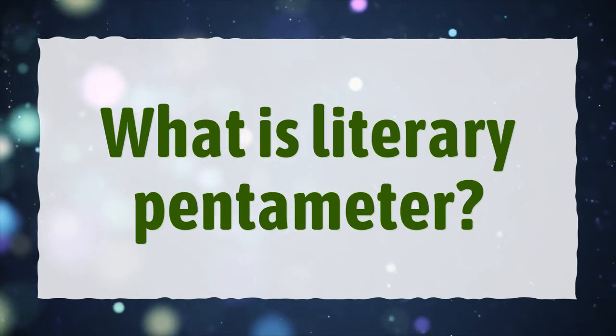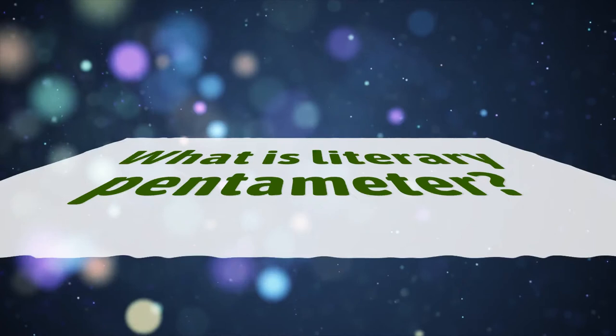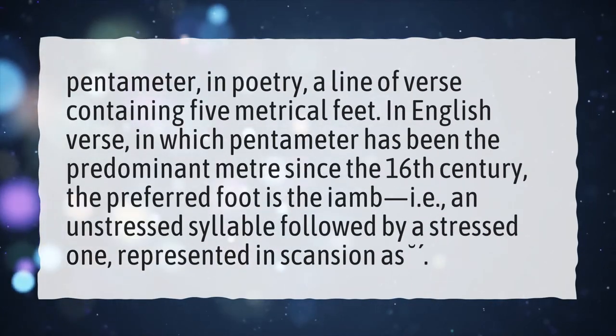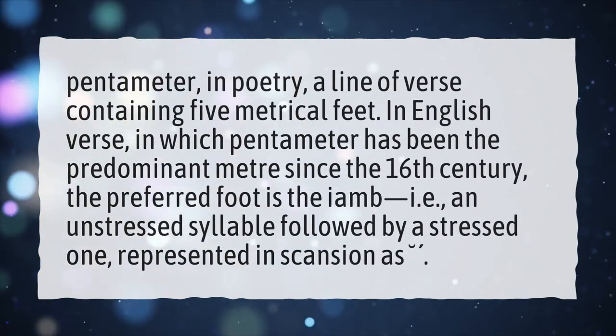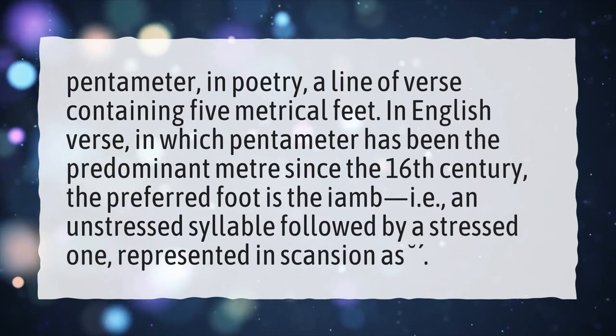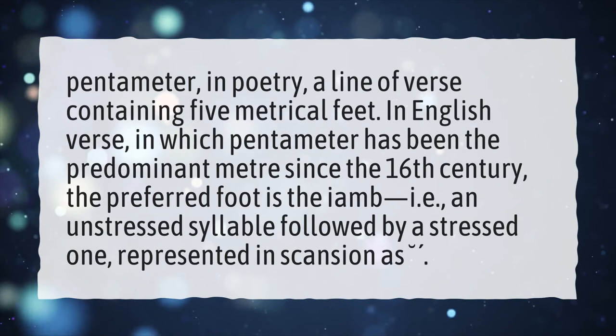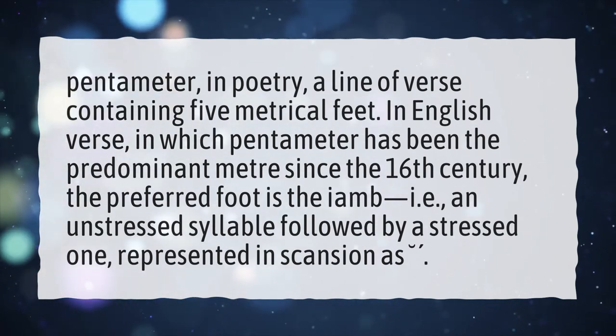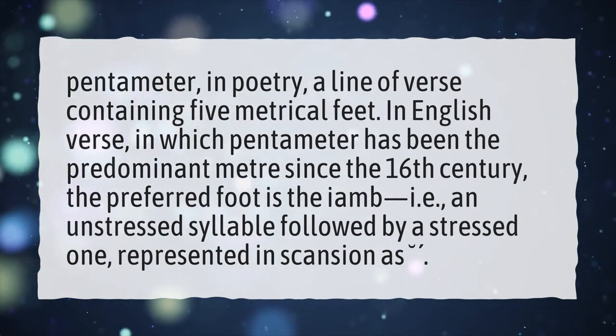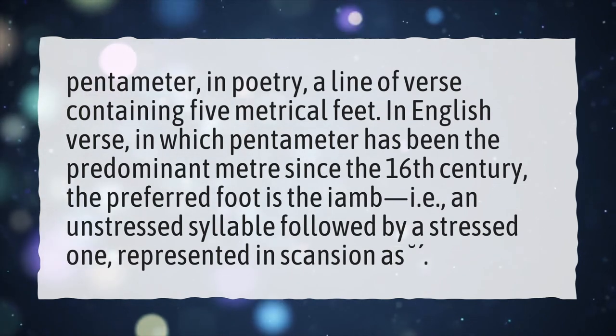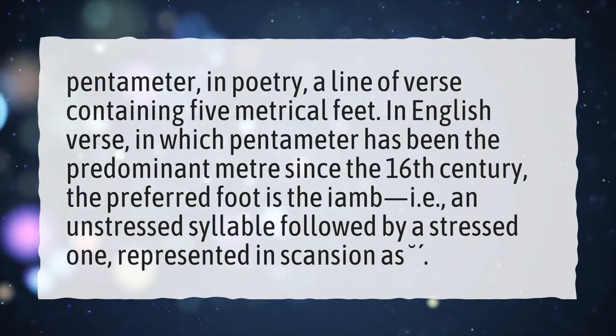What is literary pentameter? Pentameter, in poetry, a line of verse containing 5 metrical feet. In English verse, in which pentameter has been the predominant meter since the 16th century, the preferred foot is the iamb, i.e., an unstressed syllable followed by a stressed one, represented in scansion as.